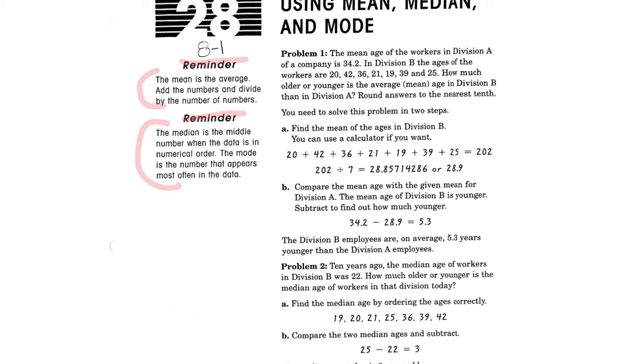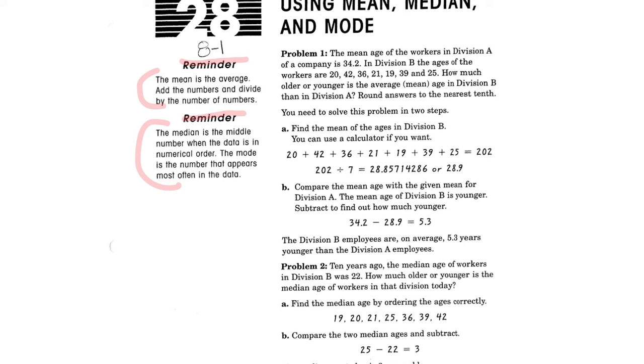Doing this problem over here, it says the mean age of the workers in Division A of a company is 34.2. In Division B, the ages of the workers are 20, 42, 36, 21, 19, 39, and 25. How much older or younger is the average mean age of Division B than Division A? Round the numbers to the nearest tenth. It says we need to solve this problem in 2 steps.